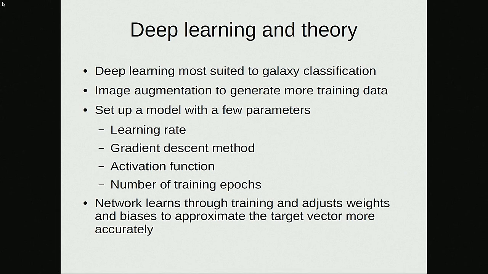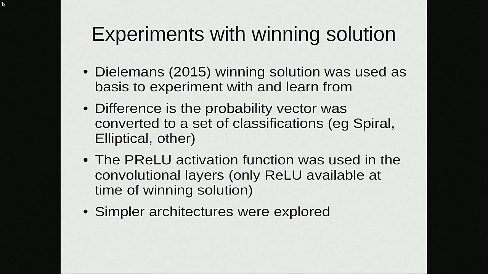It doesn't require so much pre-processing. You can use image augmentation to generate more data by performing simple translations. You set up a model with a few parameters, and your network adjusts by changing the weights and biases.